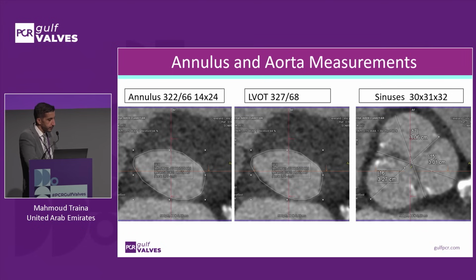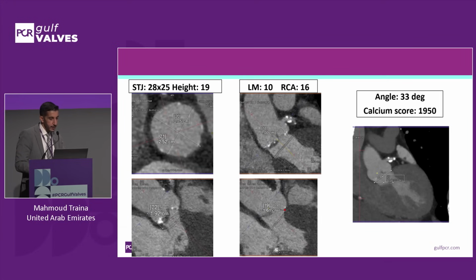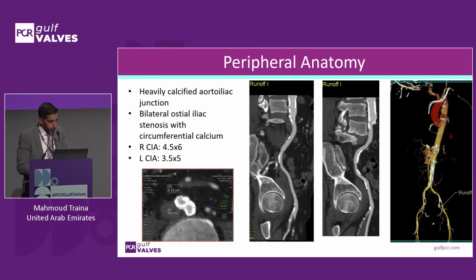66 is the perimeter. Small for the annulus if we were to go balloon expandable, but a very oval annulus, measured 14 by 24. LVOT was stable, but very good sinus sizes. SCJ height was good, SCJ was a good size. Coronary heights were good. Calcium score of about 2,000. Angle was also okay for approach.